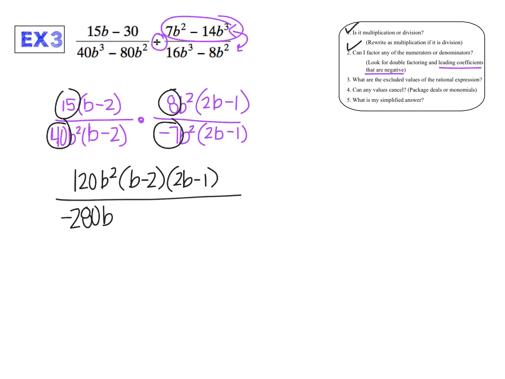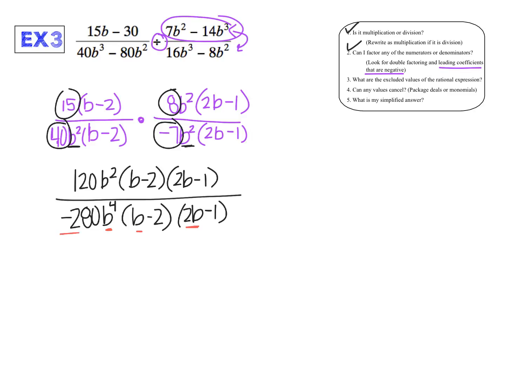And I also have a b. Now I have b to the fourth because I have b squared times b squared. And then I've got b minus 2 and 2b minus 1. So when I'm stating my excluded values, I have 3 of them because I have 3 b's.